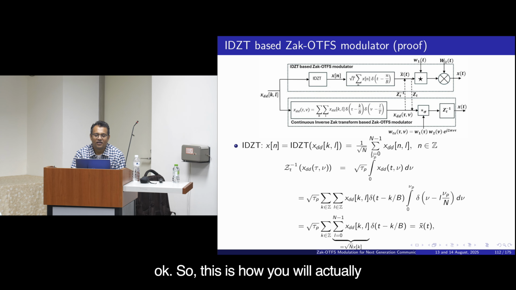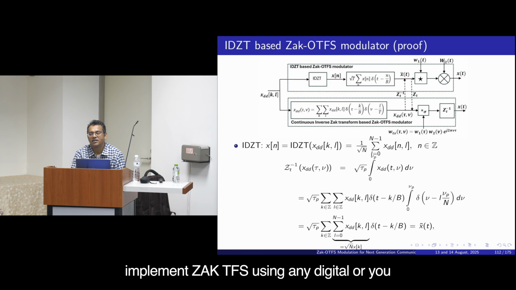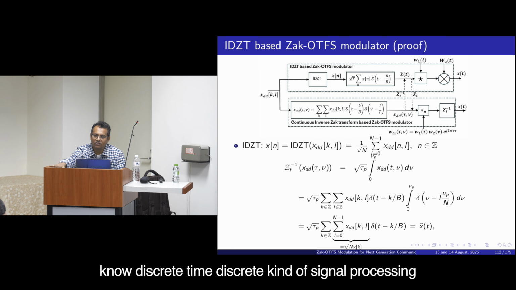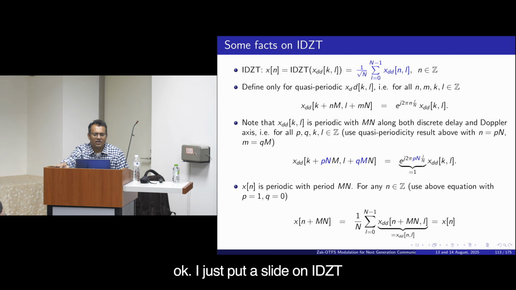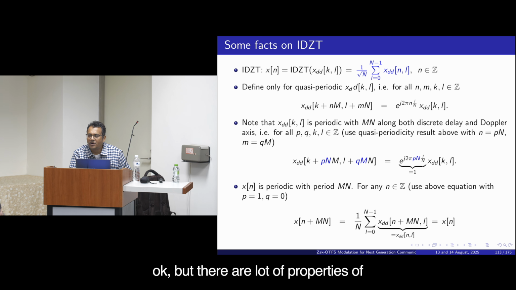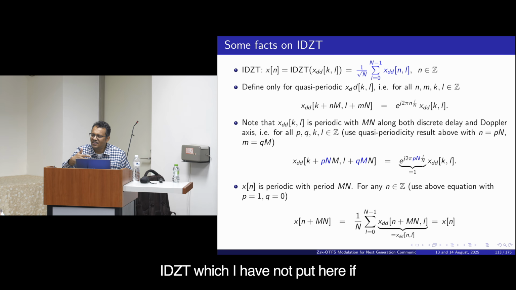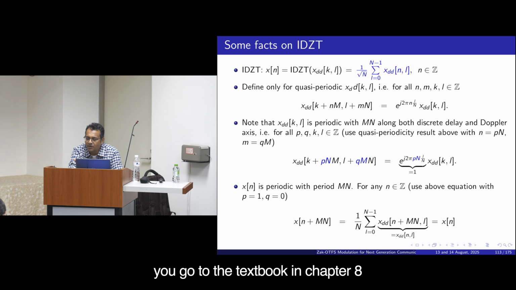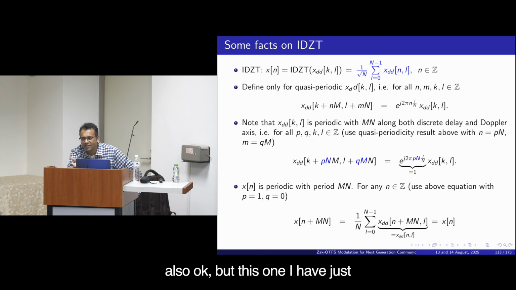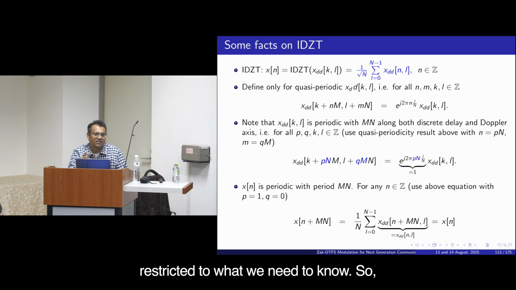Okay. So this is how you will actually implement Zak OTFS using any digital or discrete time signal processing. I just put a slide on IDZT. But there are a lot of properties of IDZT which I have not put here. If you go to the textbook in chapter 8 appendix A, there are a lot of other results also. But here I have just restricted to what we need to know.